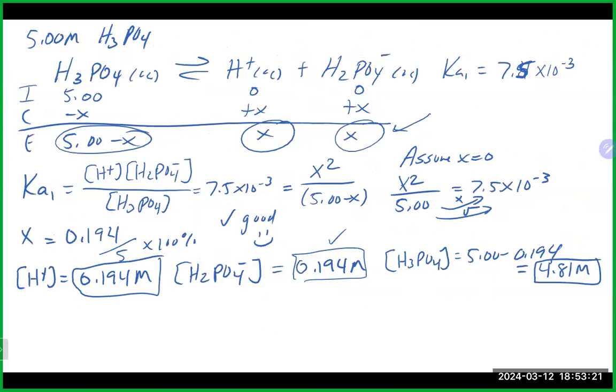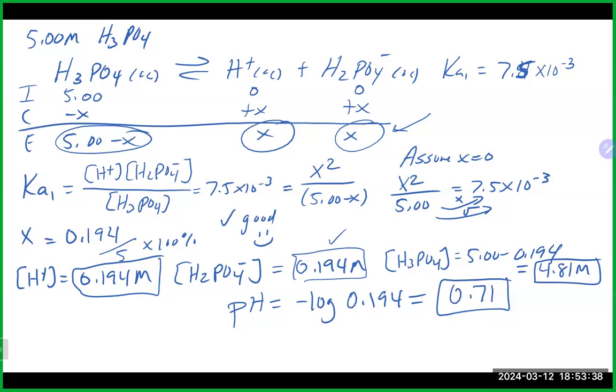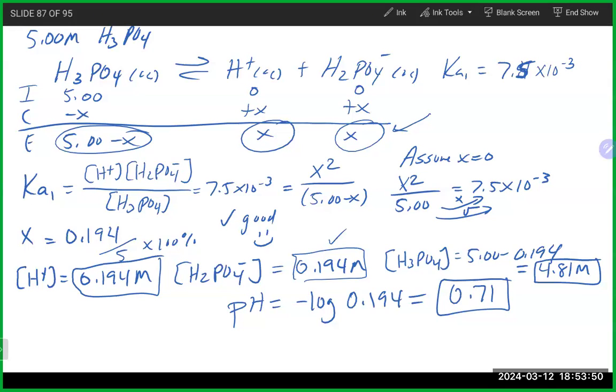Now, because of that, we could use that to calculate our pH. Our pH in this case would be minus the log of 0.194, which was the last thing we were looking for. And we got a pH of 0.71, which is definitely acidic in this particular case. And I would say if you come across a problem that involves a polyprotic acid and the only thing that you need to calculate is pH, I would just do the first step, and that will pretty much give you the H plus concentration that you need to calculate the pH.